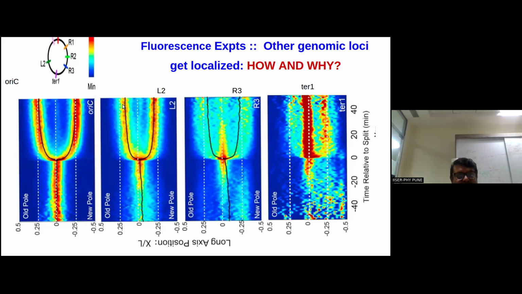And the principles of localization, which I was explaining: R2 is localized a bit on the inside, and R3 is all over the place. That is the principle that I was explaining previously. And ter comes in the middle, and so on and so forth. Okay.